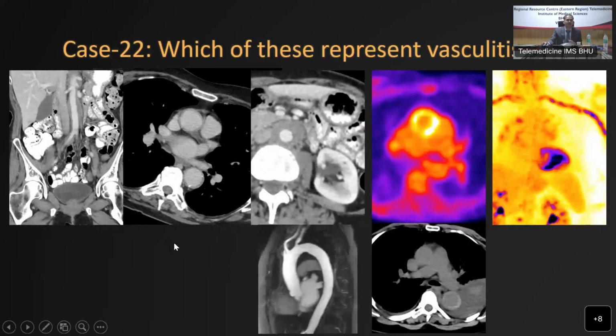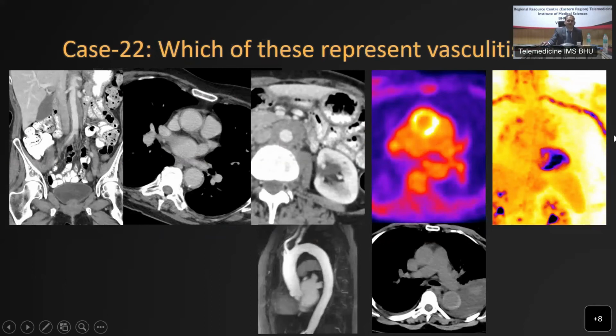All right, next case, we are coming to the end here. The question is, which of these cases represent vasculitis? So there are a lot of images here. This one has wall thickening around the aorta. Again, wall thickening. This one has wall thickening as well. This one has an enhanced, FDG-avid wall of the ascending aorta.